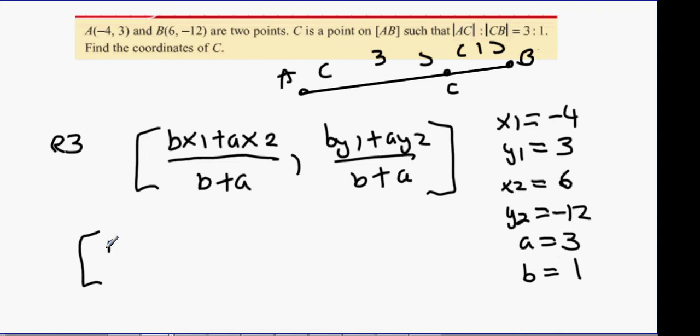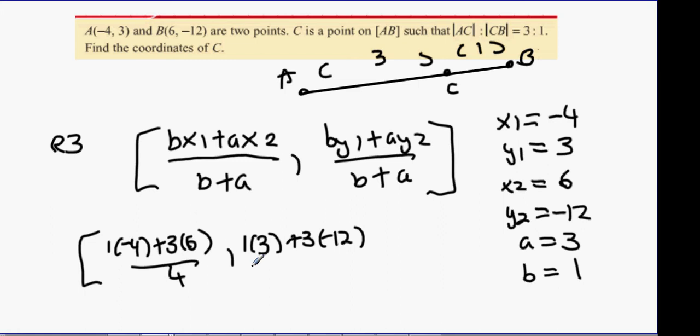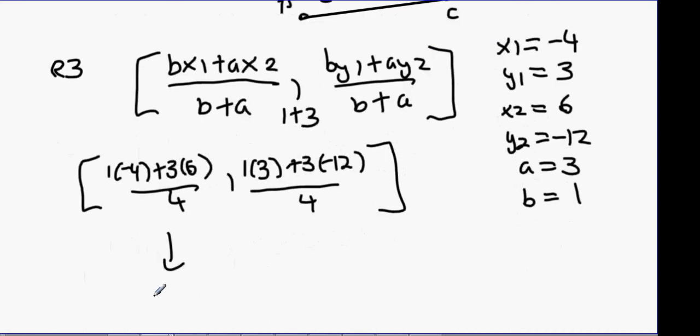You're going to get 1 times minus 4 plus 3 times 6 all over 4. And then the other one's going to be 1 times 3 plus 3 times minus 12 all over 4, 4 is 1 plus 3, b plus a. Put them into your calculator. The one to the left will come out as 3.5. The one to the right will come out as minus 8.25. And that's your answer. That's easy pickings, guys.